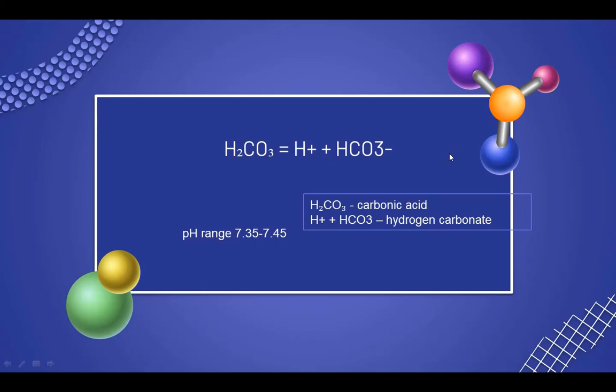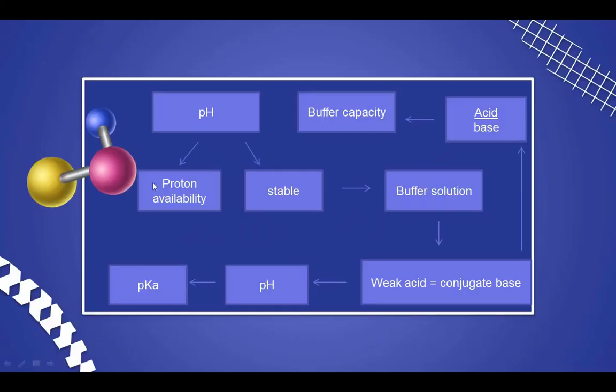So pH, remember, is based on proton availability. It's the concentration of that proton in solution, and so we want to keep that as stable as we can. And so we use a buffer solution to do it, which is essentially a weak acid and its conjugate base.